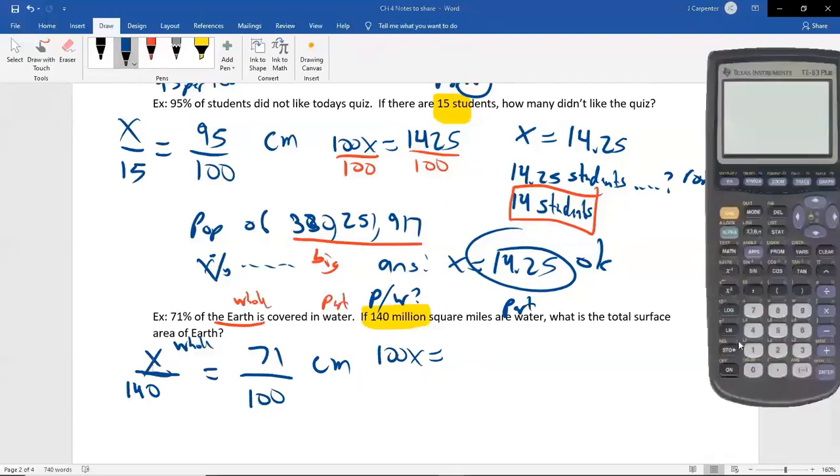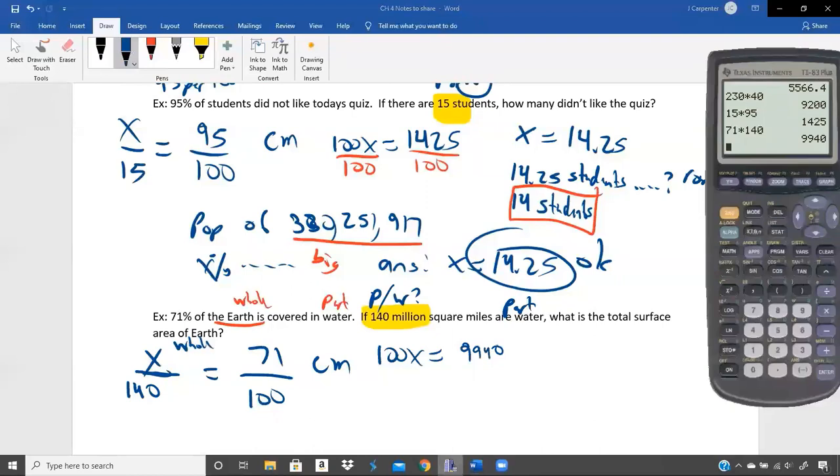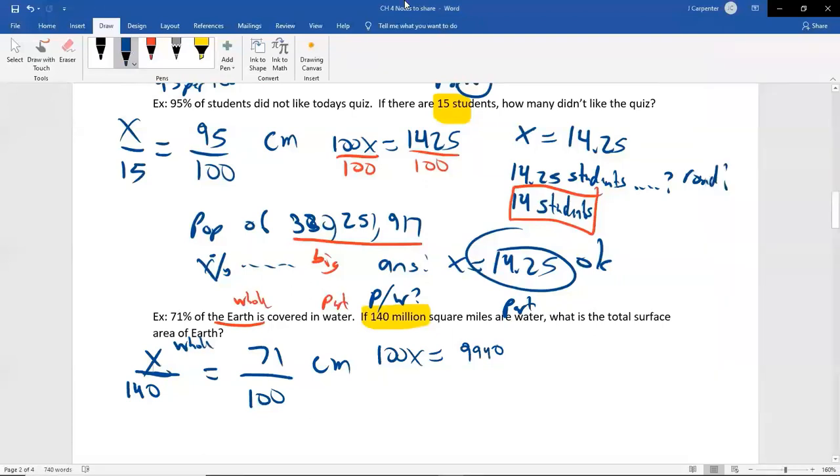Where's my mouse? There it is. 71 times 140. And we get 9940. I don't know why. I just feel like that number isn't right. No, it is. I just thought I had a different number in my head. And then divide both sides by 100. Just making sure I didn't make a goofy mistake somewhere. And the same thing, dividing by 100 just essentially puts a decimal 2 places left. So that's 99.40.